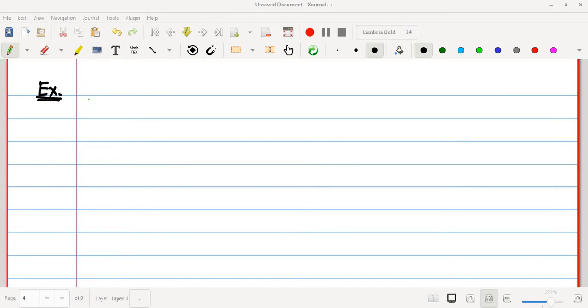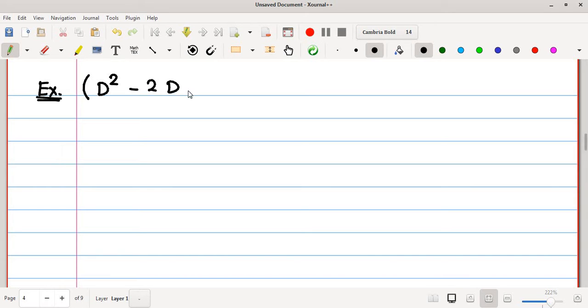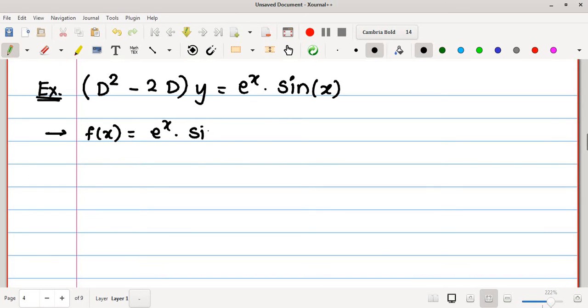So let's take one example: (D square minus 2D) y is equal to e raised to x into sin x. Now, if we observe f of x here, it is a product of one exponential function and one trigonometric function. So we can apply the shortcut method formula for e raised to ax into V.